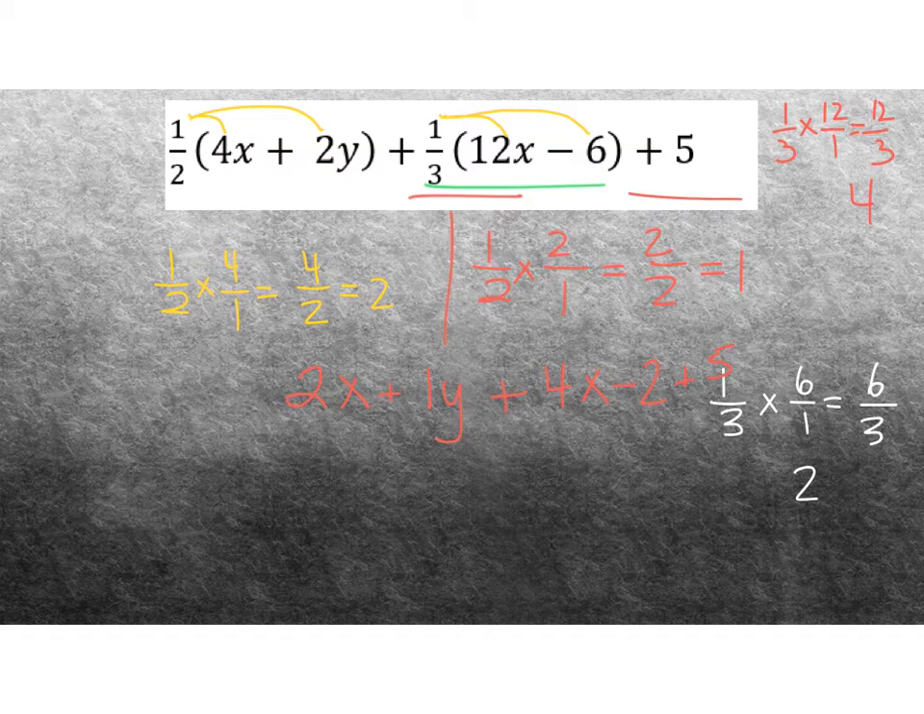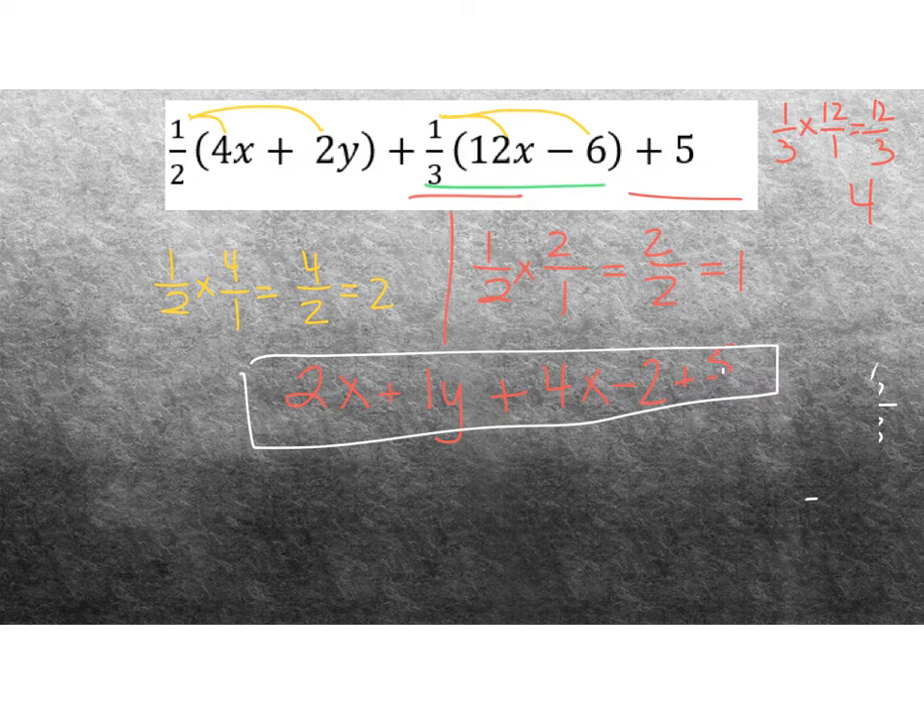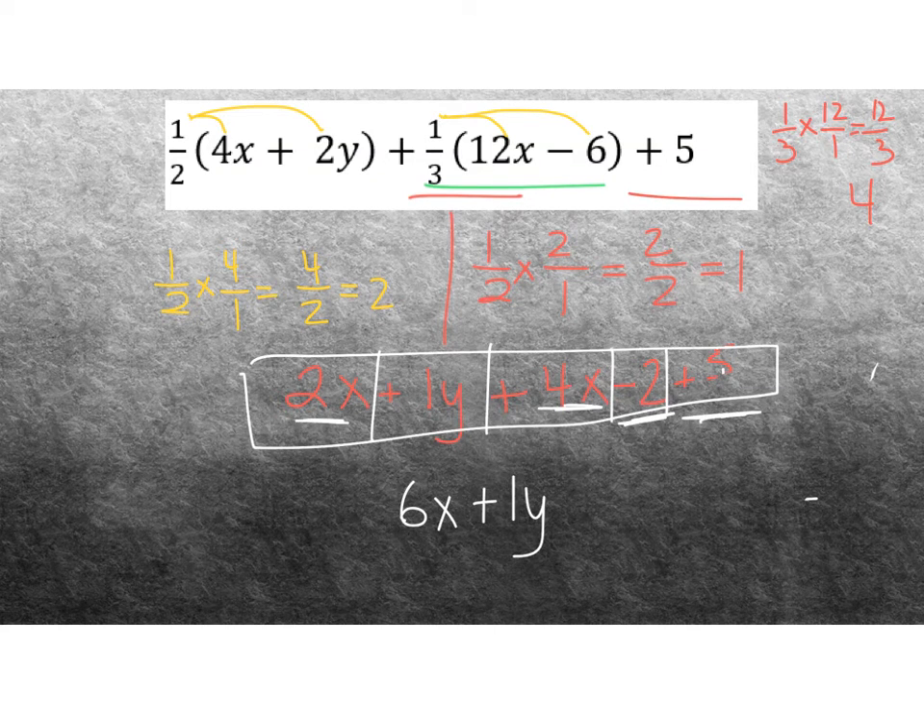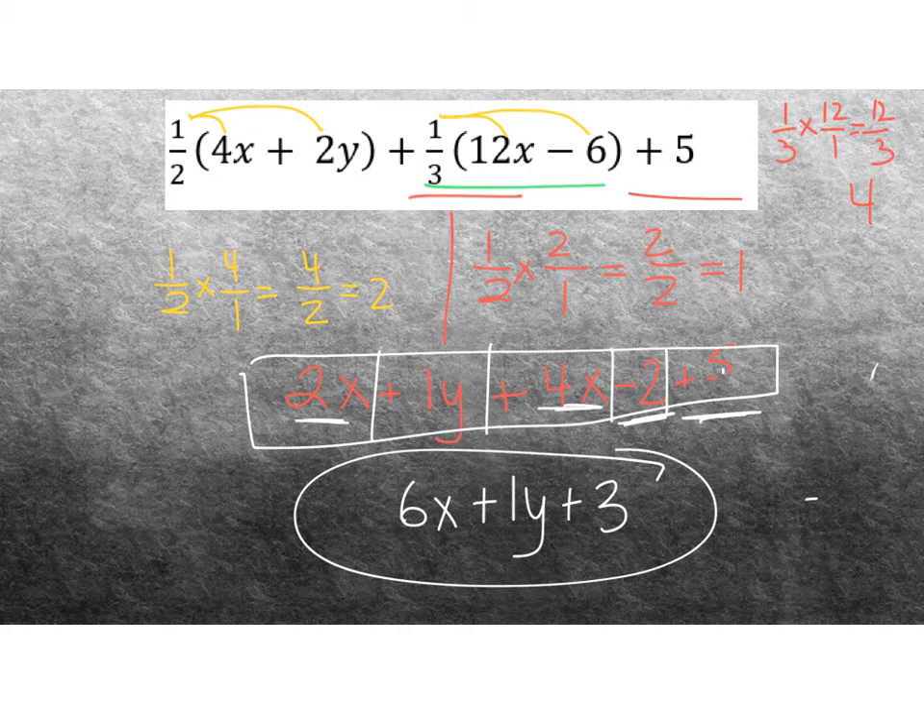So let me erase some of my work here. All right, so now I'm going to take a look and see if I can combine like terms. So I'm going to draw my boxes, start from the end. All right, so do I have any like terms? I've got my x's here, my 2x and my 4x, which would give me a total of 6x. My y I cannot combine with anything, so I'm just going to bring down my plus 1y. You can also just say plus y, but then my negative 2 and my positive 5 is going to give us plus 3. So 6x plus 1y plus 3.